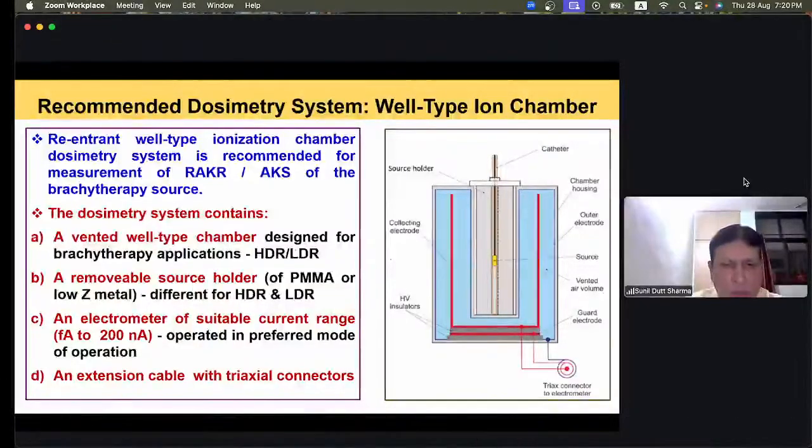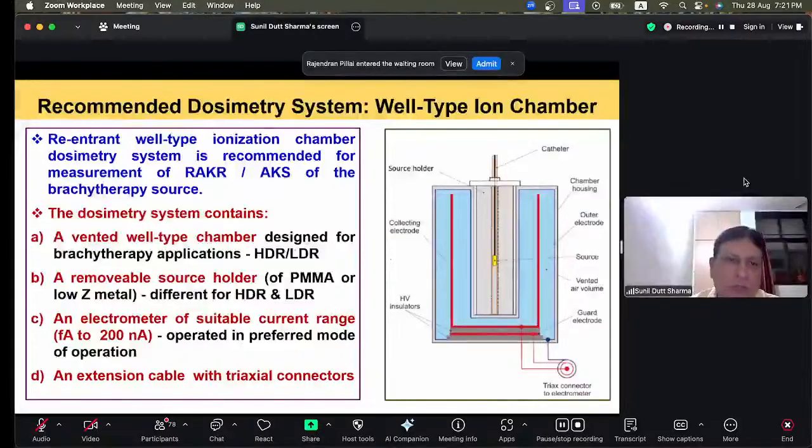An electrometer of suitable current range is required for using this bell type chamber. The report recommends the electrometer should be able to measure the current in the range of femtoampere to about 200 nanoampere. Extension cable, which is usually a triaxial cable, a low noise cable with triaxial connectors, is required for use with this detector.